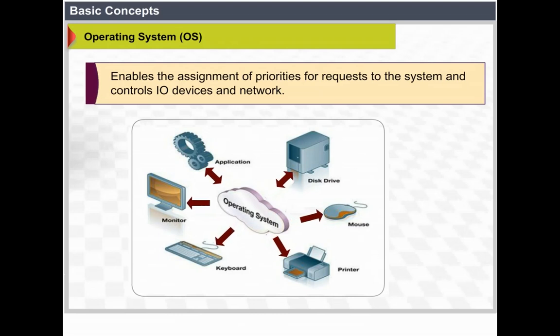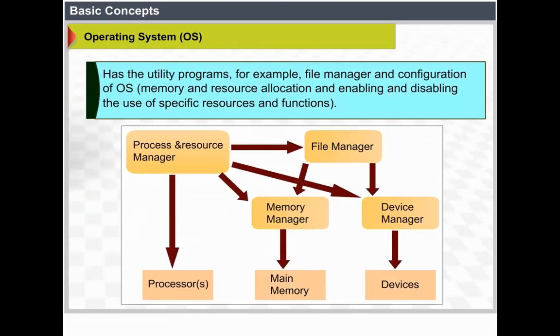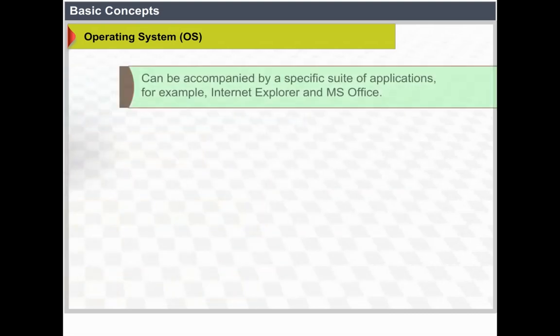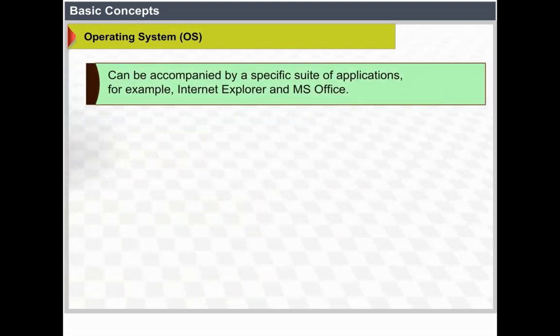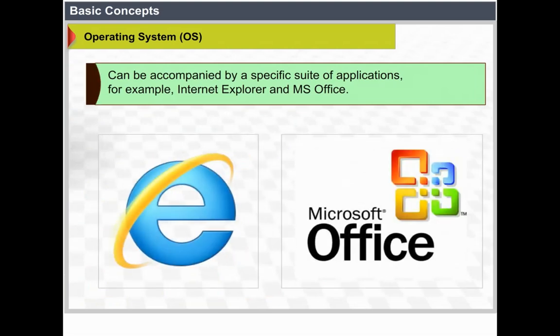Enables the assignment of priorities for requests to the system and controls I/O devices and network. Has the utility programs, for example, file manager and configuration of OS, memory and resource allocation, and enabling and disabling the use of specific resources and functions. Can be accompanied by a specific suite of applications, for example, Internet Explorer and MS Office.